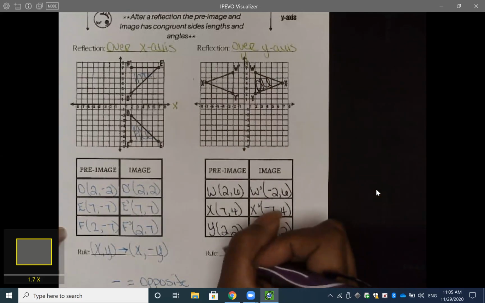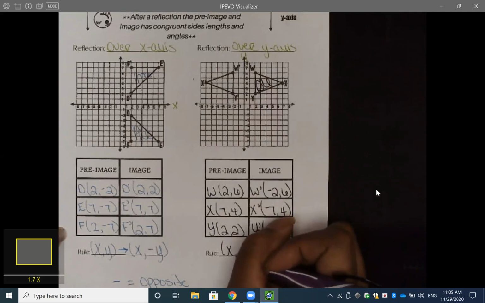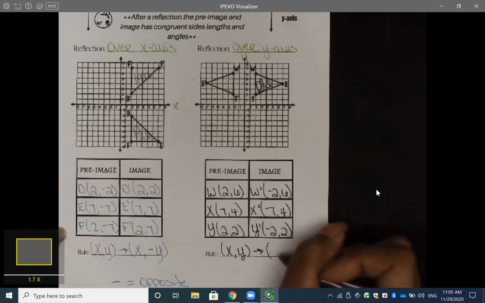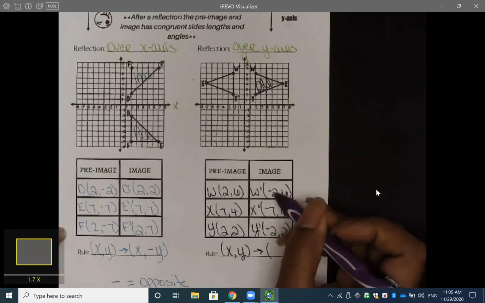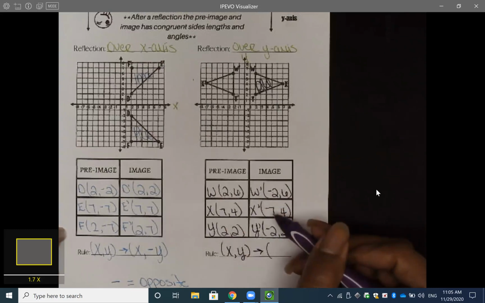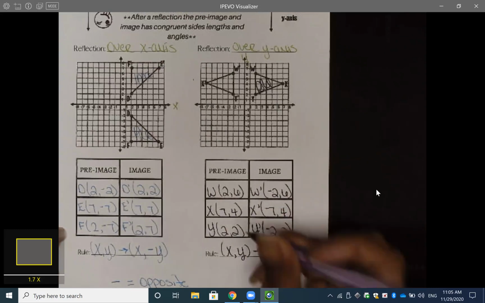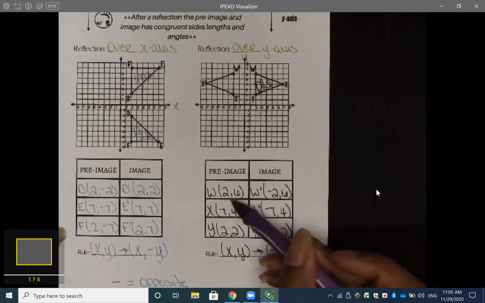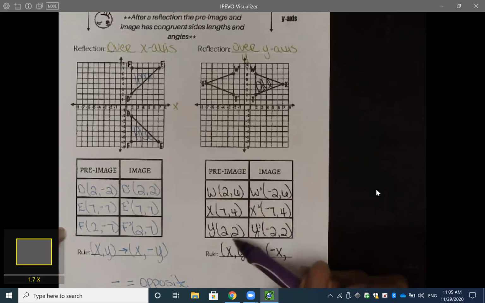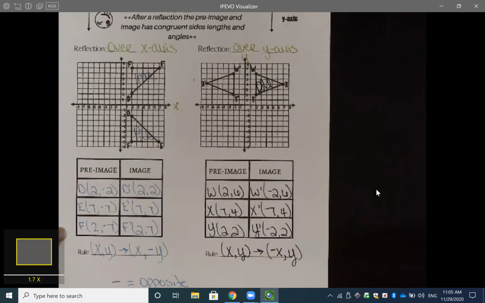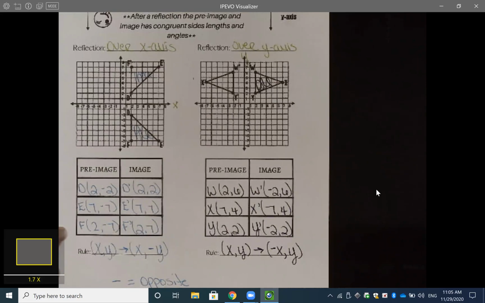For my rule, I started out with my pre-image, so that's the (x, y), and it was reflected. My x's went from 2 to -2, 7 to -7, 2 to -2. So our x's became opposite. Our y's were 6, 6, 4, 4, 2, 2. So they stay the same. So that would be our rule. Okay.